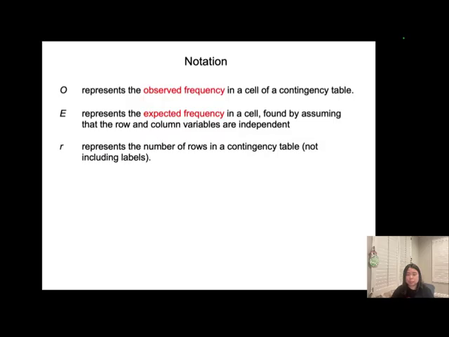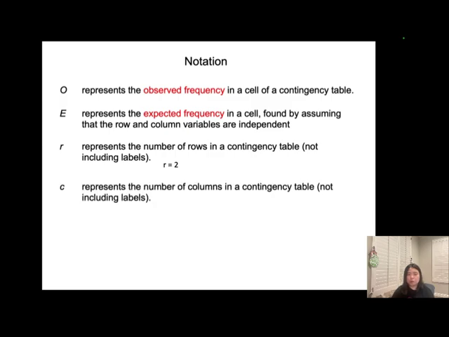Then R represents the number of rows. Be careful when you count how many rows there are: do not include the labels and the total. So in our example, R equals 2. And C represents the number of columns. Again, when you count the columns, do not include the labels and the total. So C is equal to 2 also.